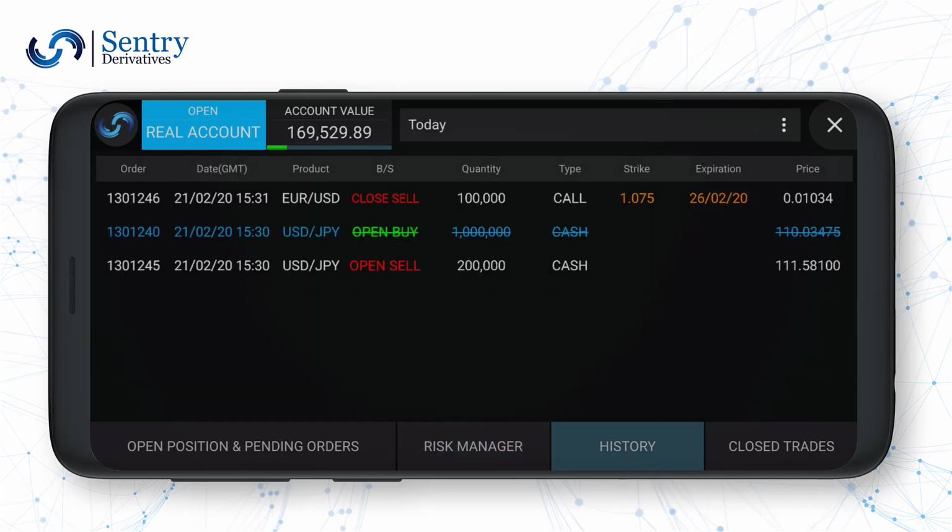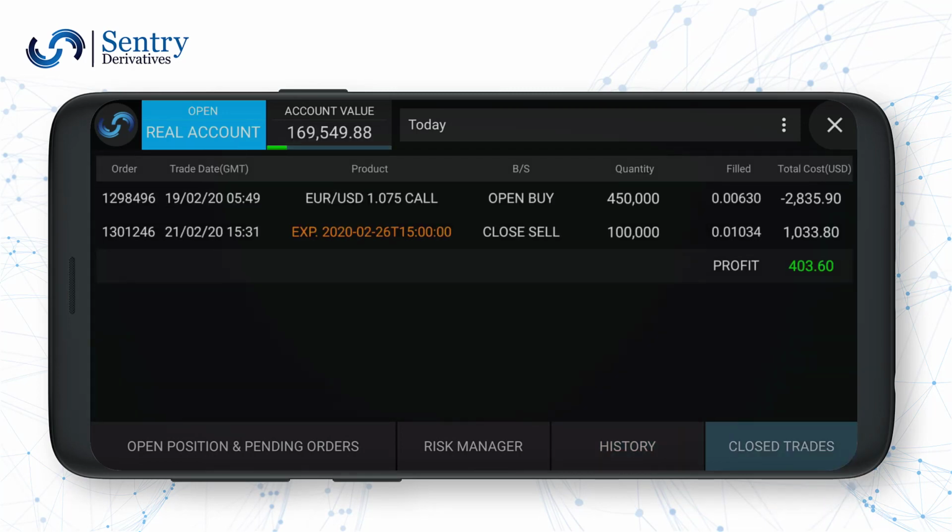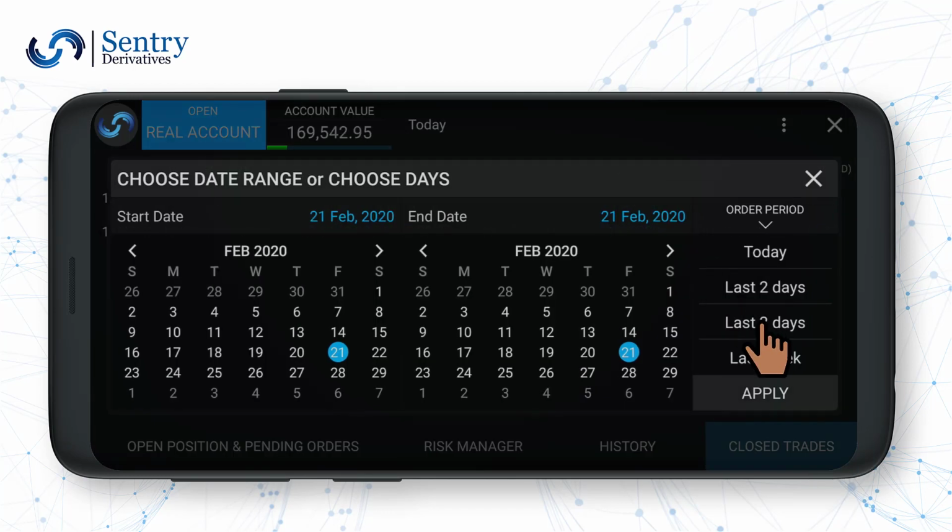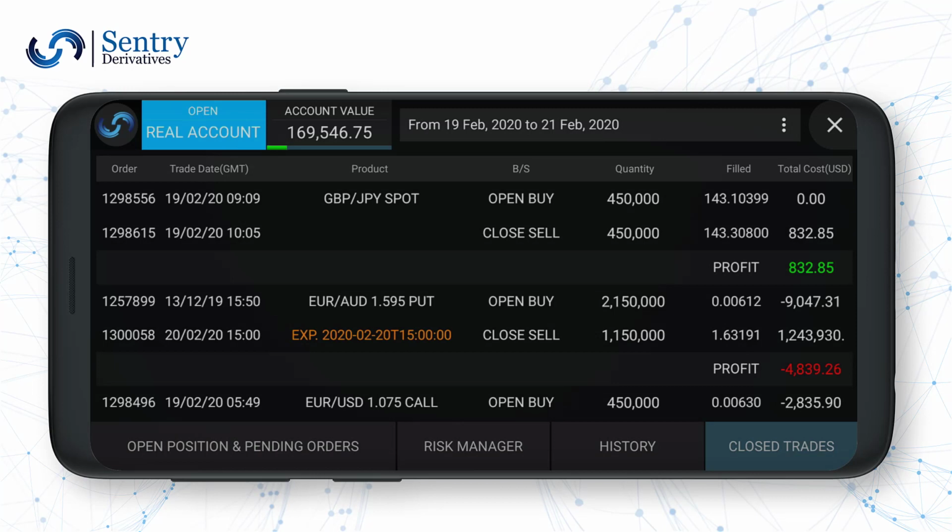History shows me the trades that I've executed today. Closed trades shows me the trades I've closed today and my realized profit. We can click at the top, change the period, and see trades for any period in the history of this account.